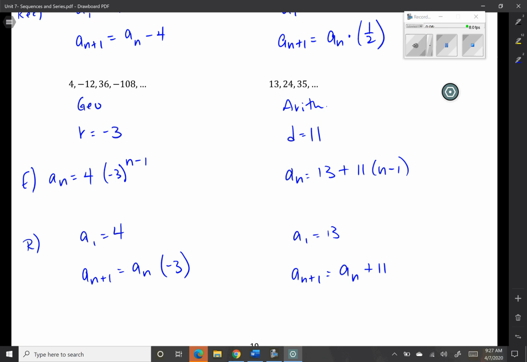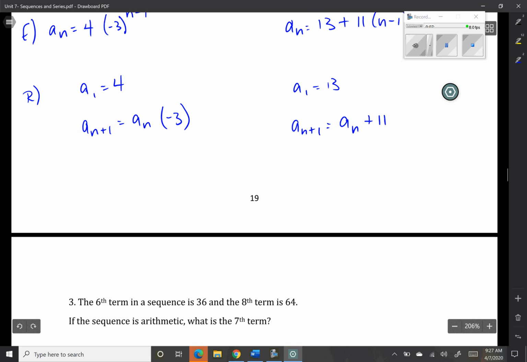Second one there was arithmetic. I noticed it had a common difference. Common difference was 11. So I wrote my explicit and my recursive sequence there. Hopefully you got these two right. If you didn't, just take a look and try and figure out where you made your mistake. And then let's go on.